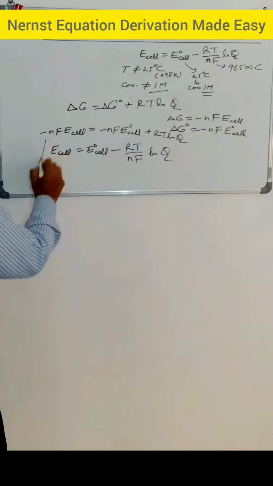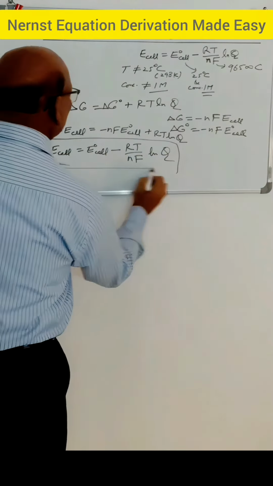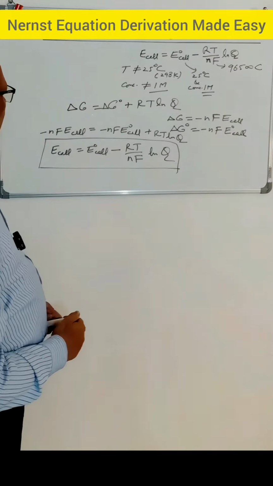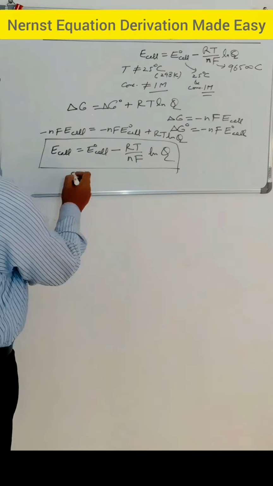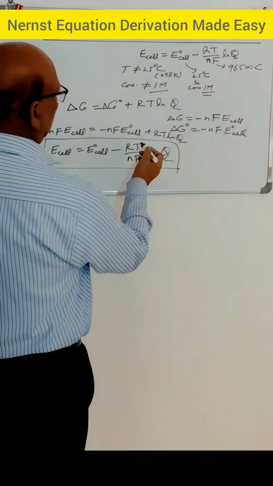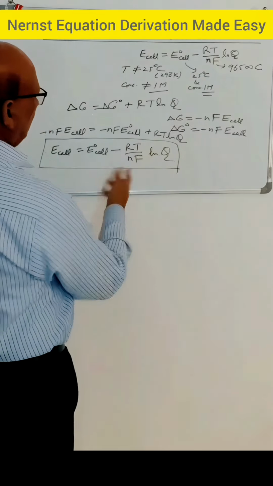And this is the equation which we have written at the top, that is the required Nernst equation to find the EMF of the cell at any non-standard condition, that is when the concentration is not equal to 1 molar in one or both of the half cells and the temperature is not equal to 298 Kelvin, or it can be any other value.